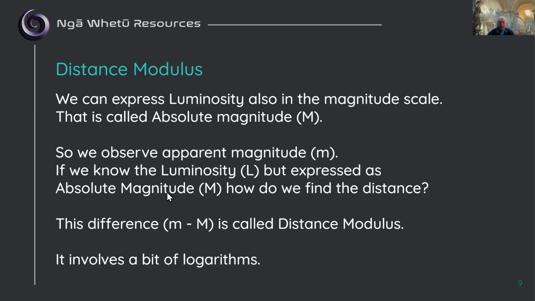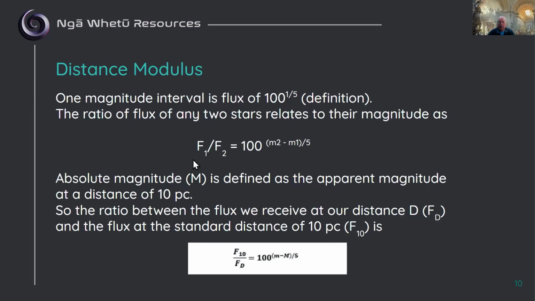Now, the difference between those two magnitudes, apparent magnitude, lowercase m, and absolute magnitude, actually luminosity, is a measure for the distance. And this is why it's called a distance modulus. It's kind of a mathematical term. I will explain this, but it involves, as I said, a little bit of logarithm. If you have two stars, star 1 and star 2, then the ratio of the flux, or the brightness as we see it, of any two stars relates to their magnitude in this form. This is a consequence of the fact that this is a logarithmic scale.